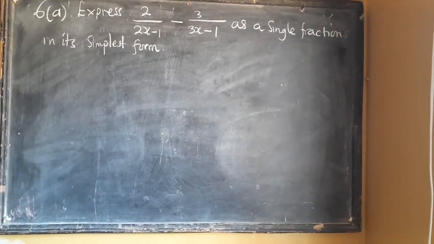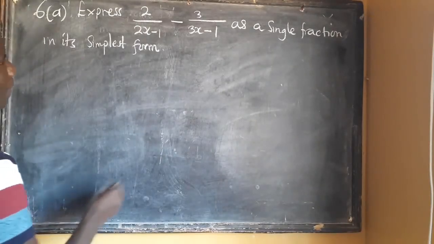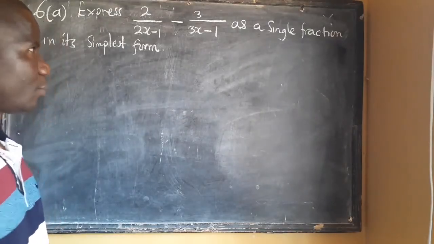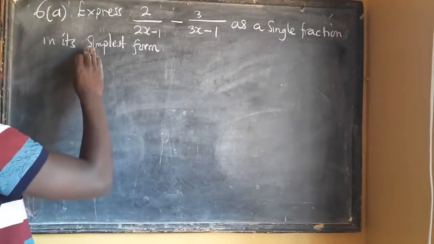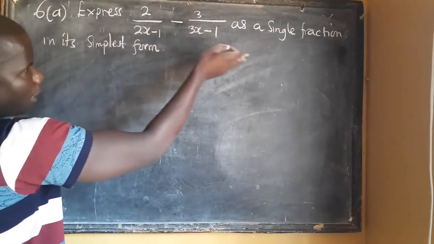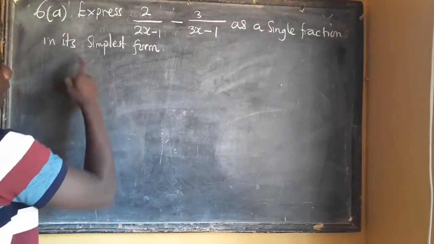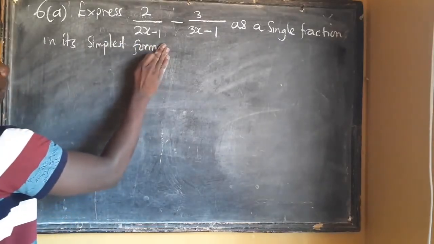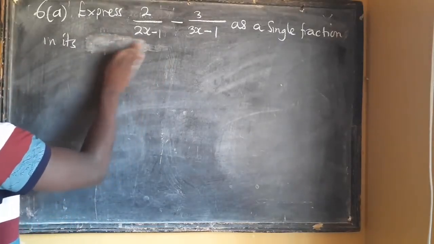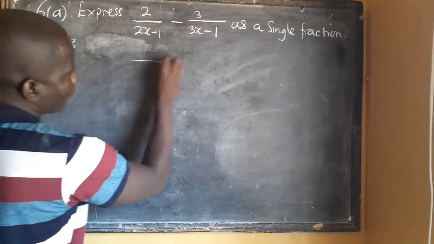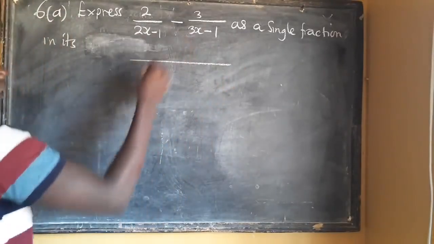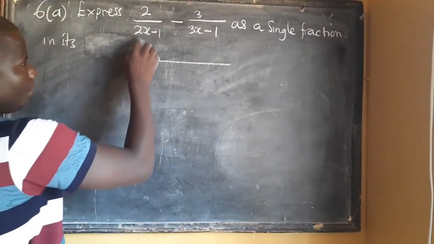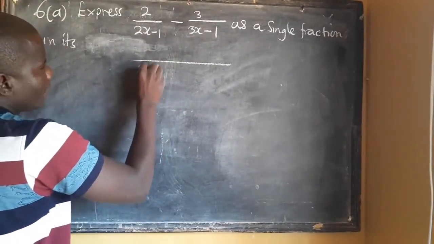So we look at this question now. This is from algebra. It's one of the simplest questions in paper 2. We have to express this one as a single fraction in its simplest form. Take note of this part that I've erased. So first of all, we need to get our lowest common multiple, which is a composition of these two factors.